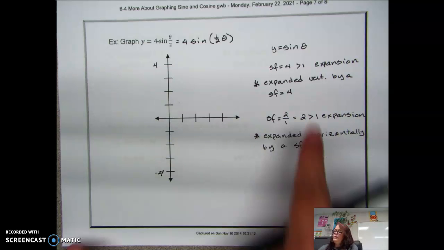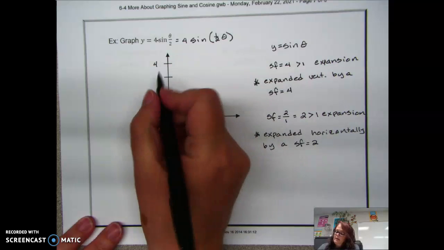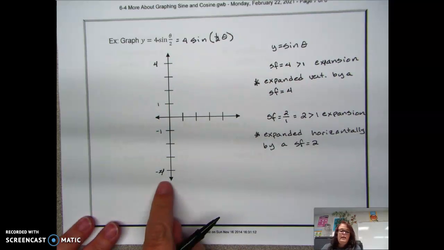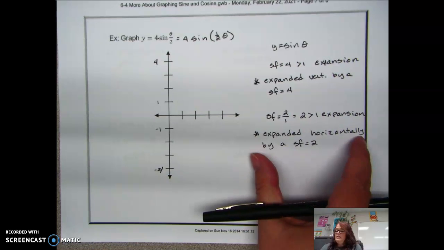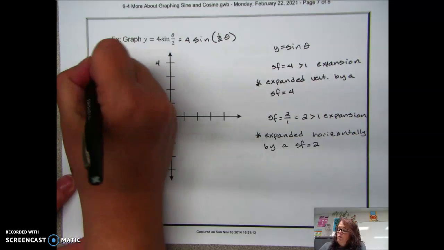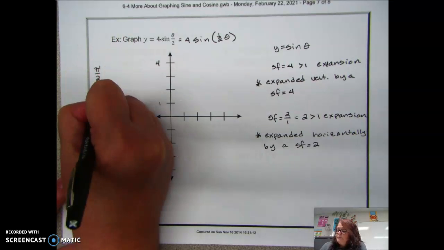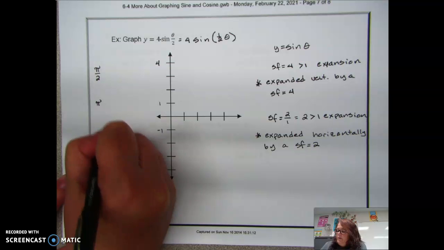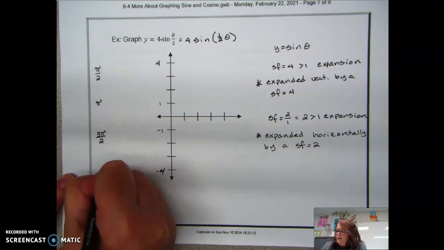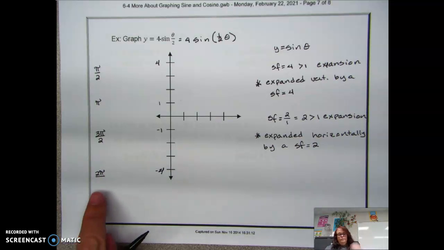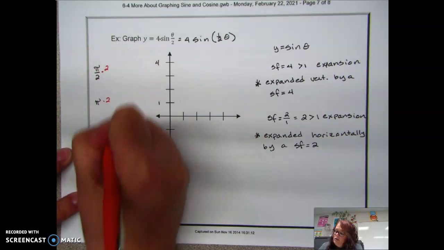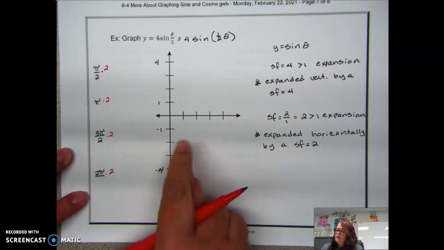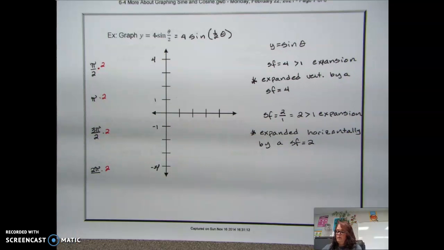All right. So notice this part changed my vertical, that instead of going as high as 1 and as low as -1, now I'm going to go as high as 4 and as low as -4. And then what this changes is my 4 steps. So normally my 4 steps are pi over 2, pi, 3 pi over 2, and 2 pi. So again, that's like the 4 quadrants across the unit circle. And my scale factor is 2, so I'm going to multiply everything through by 2 to figure out where my new 4 steps are for the things that we do with the graph.